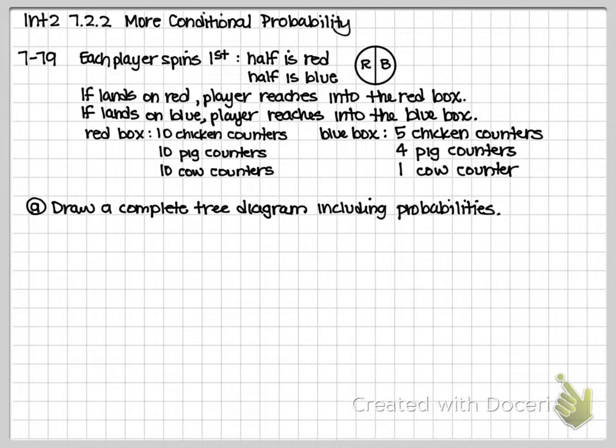It's integrated to 7.2.2. Just going to do a little bit more conditional probability, not a huge amount. This does come directly from the book for 7-79. So if you want the full-blown version of the question, you can go ahead and look there.